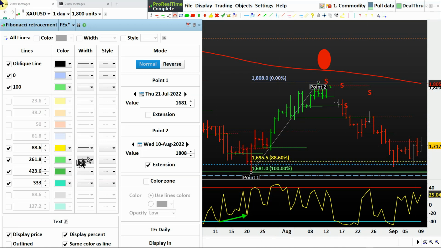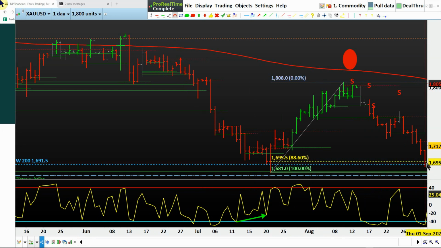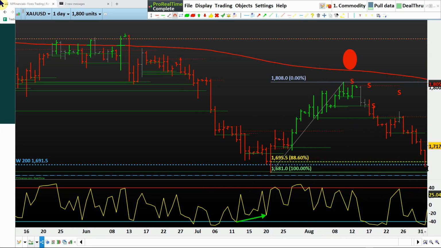Look at that, my dear friend. This 88.6 Fibonacci, which we have drawn from here to here, actually held the price absolutely to the dot. 88.6 was 1695.5 and the close is 1695.7. How uncanny is that?